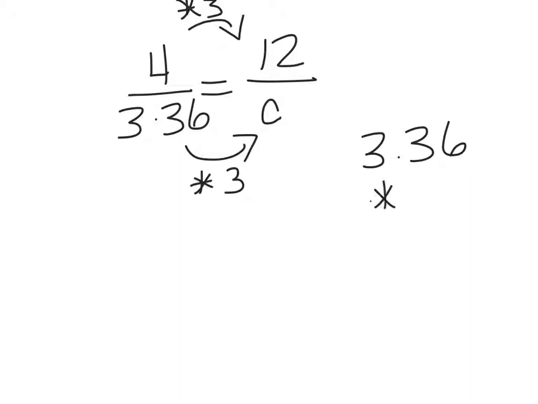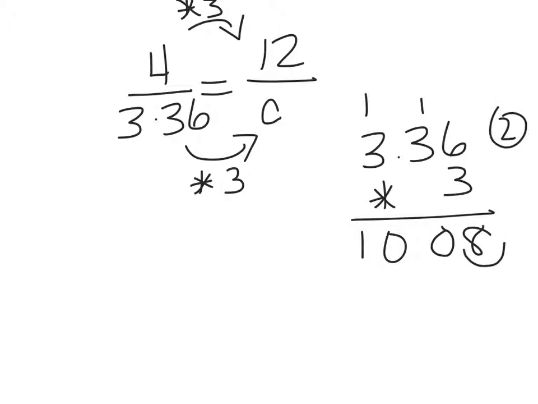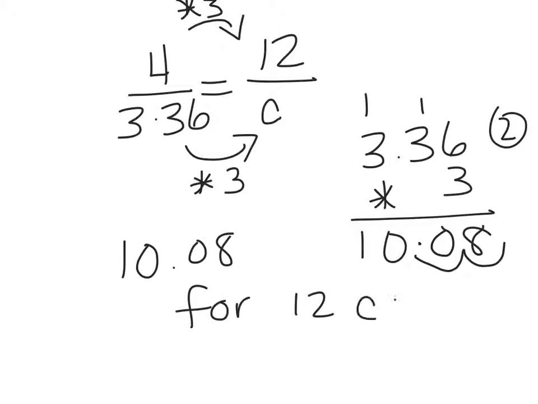$3.36 times 3. So 3 times 6 is 18, carry the 1. 3 times 3 is 9, plus 1 is 10. Bring up the 1. 3 times 3 is 9, plus 1 is 10. I have 2 decimal places here, so I go over 1, 2. So the cost is $10.08 for 12 cans. Okay? Pretty easy, huh? Now, that's not the only way I can solve.